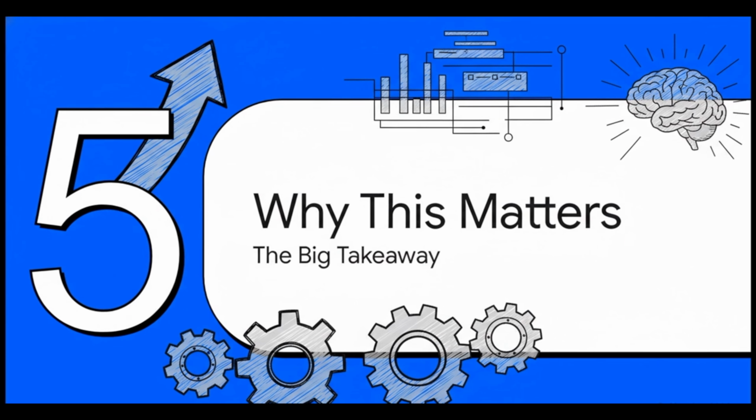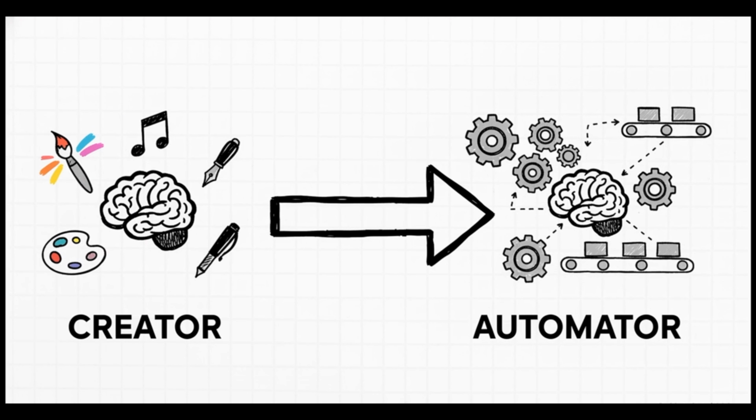So why are we even talking about this? Why do these distinctions matter so much? What is the big takeaway here? It's because this is a fundamental shift in what we're asking AI to do. We're moving beyond using AI as a simple content creator, and we're starting to build it out as a powerful workflow automator. This isn't just about making things anymore. It's about getting complex, multi-step jobs done automatically. And that could change how entire industries operate.